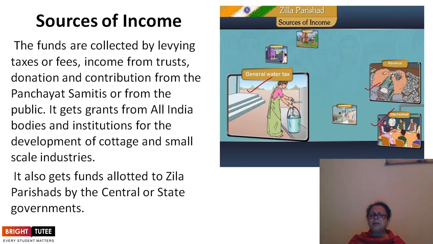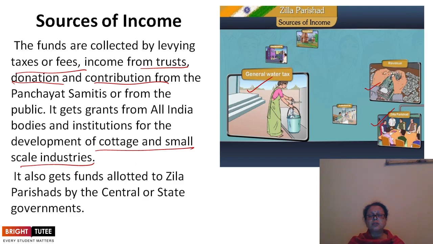So in a simple way we are coming to discuss, the funds are collected by levying taxes or fees. Income from trusts, whatever trusts are being run, donations and contributions from the Panchayat Samitis or from the public. Then it gets grants from all India bodies and institutions for the development of cottage and small scale industries.